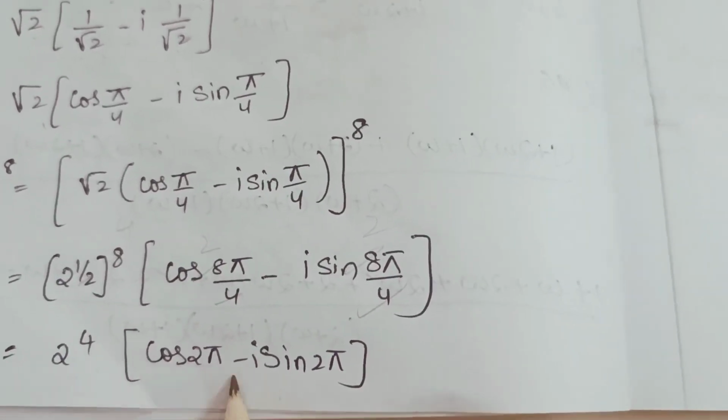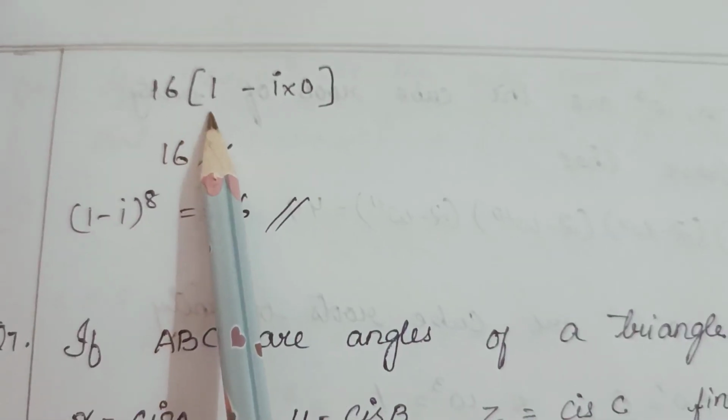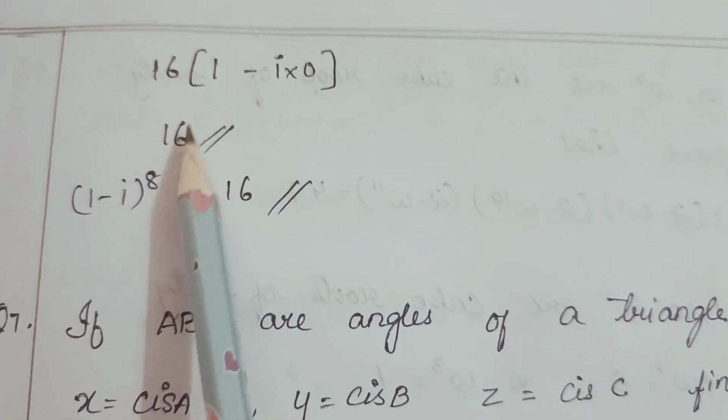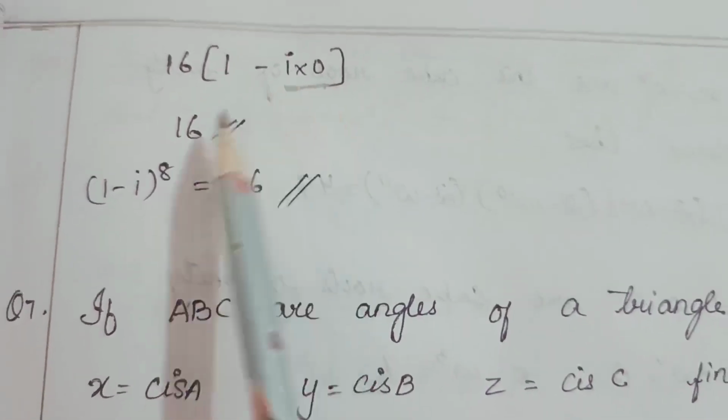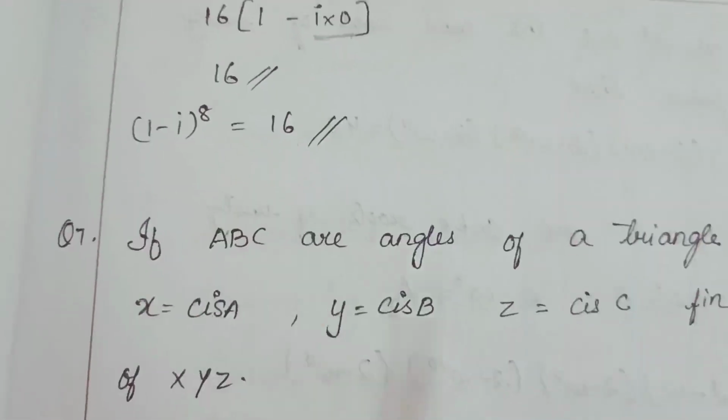16 into cos 2 pi minus i sine 2 pi. Cos 2 pi is 1, minus i sine 2 pi is 0. So 16 into 1 is 16. This one is 0. 16 ones are 16. So (1 minus i) whole to the power of 8 is 16.